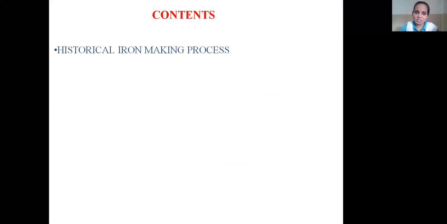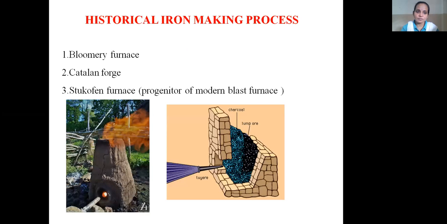Till now, we have discussed the ancient iron making: how the process took place till date, what processes were used, and how they produced the products and iron. Everything we have discussed. Now, the history of the iron making process. The historical iron making process includes the developments that took place in the production of iron.